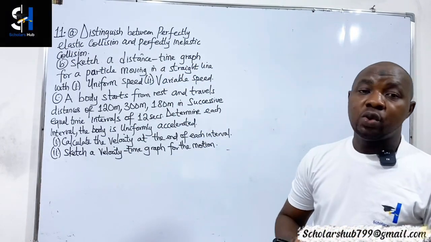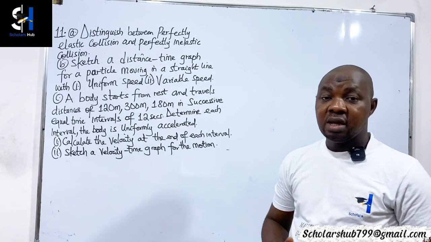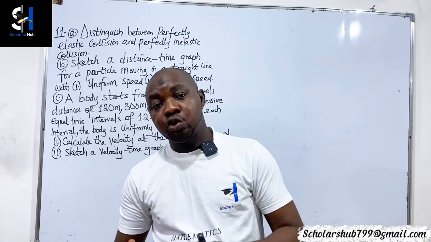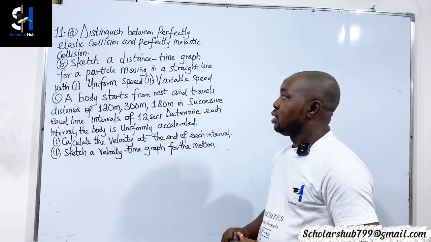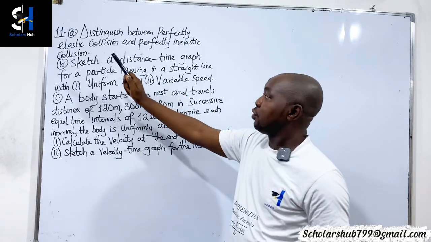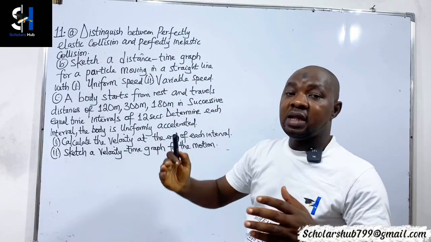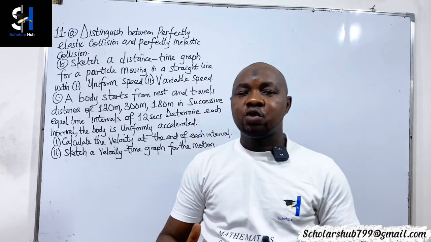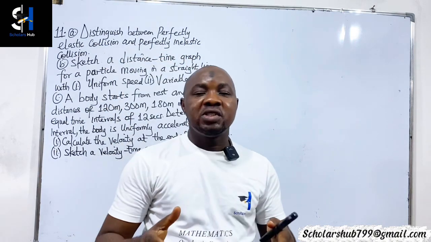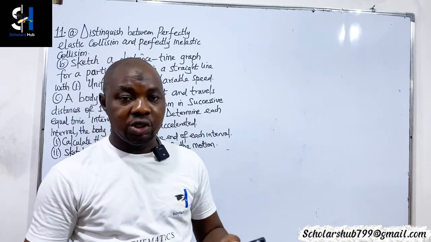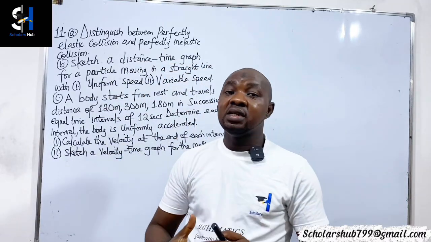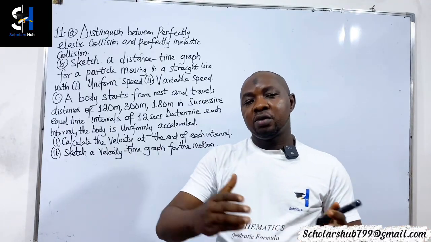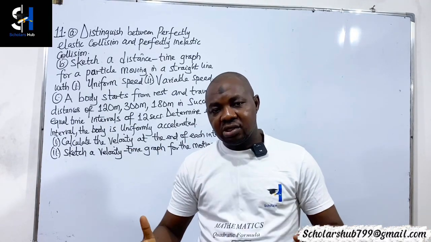On the board are question 11A, 11B and C, 2010 S.S.C.E Section B, Part 2 Theory Exam question. Now the first question, which is 11A, is for us to distinguish between perfectly elastic collision and perfectly inelastic collision. The first question we need to ask ourselves is, what is meant by perfectly elastic collision? And what is meant by perfectly inelastic collision? Then how can we distinguish between them?